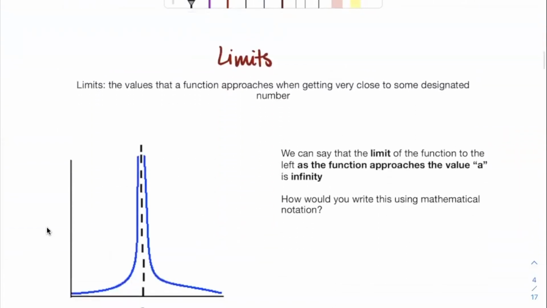So now the next thing we want to talk about is the concept of a limit. When the graph of a function approaches some point, so we're getting closer and closer to some point in the domain, we can look at what the value of the function is approaching.